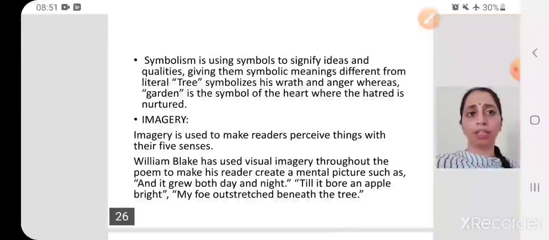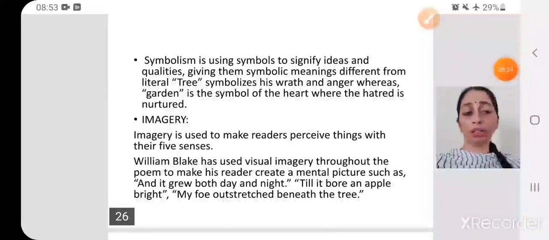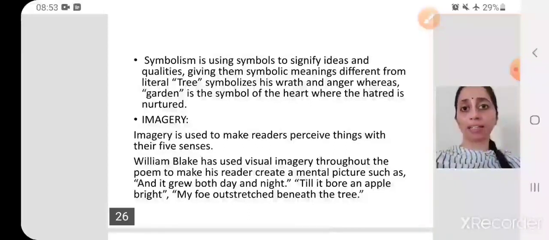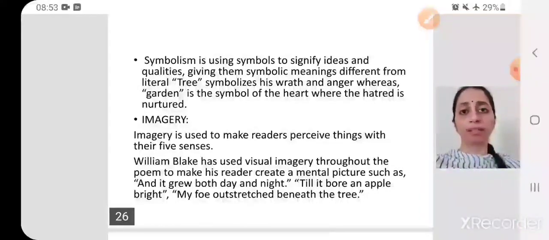Now the tree symbolizes wrath. He says that when he watered it with anger, I watered anger with my fear, tears and my sarcastic smile, the anger grew. So the tree symbolizes wrath, anger. Whereas the garden is a symbol of the heart, where the hatred is nurtured. So here we are using symbols to denote something else.